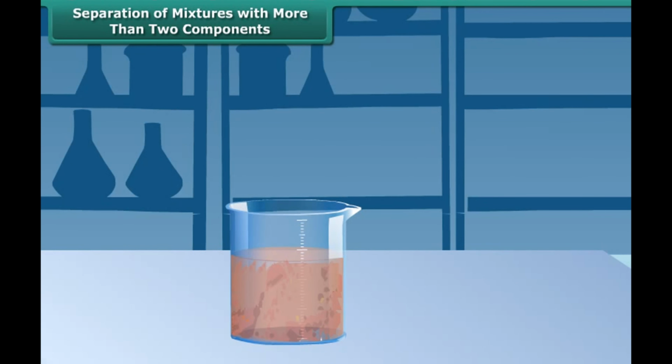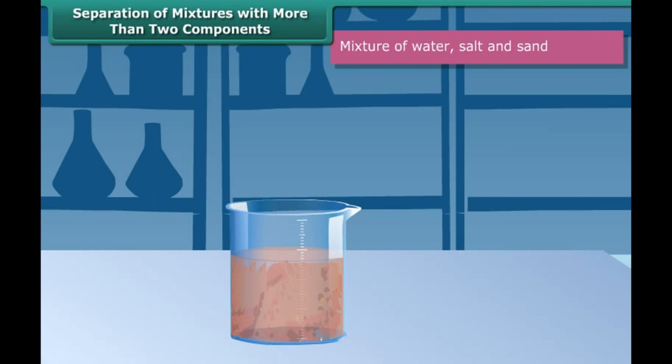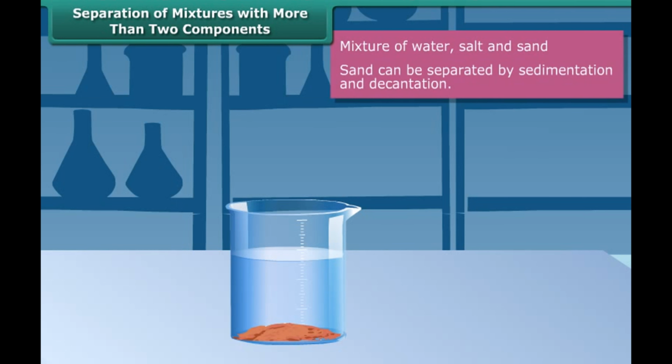Let us do a workout. If you are given a mixture containing water, sand, and salt, how will you separate the three components from one another? You will leave the mixture undisturbed for a while to separate sand. Sand, which is heavy and insoluble in water, settles down at the bottom of the container. The mixture is then separated by decantation to get sand.